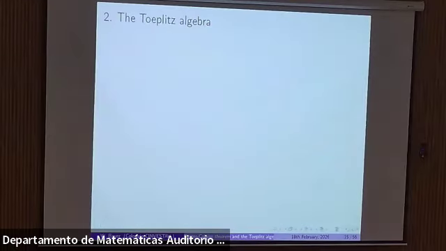So now I want to pass to operators with bounded symbols, and not just the operators, but I want to say something about the C-star algebra which is generated by these operators.